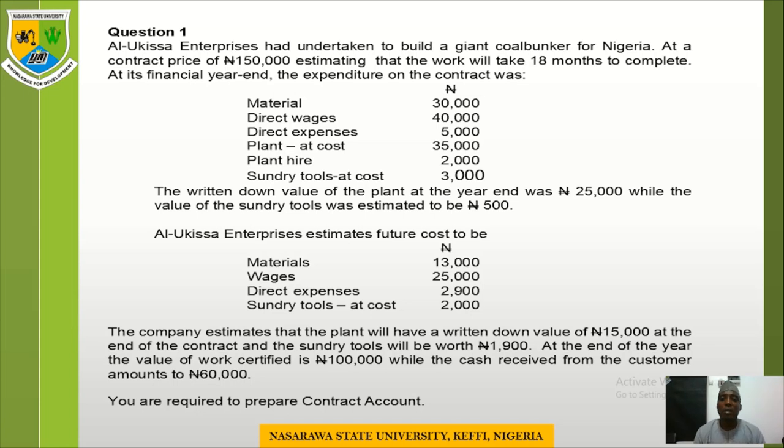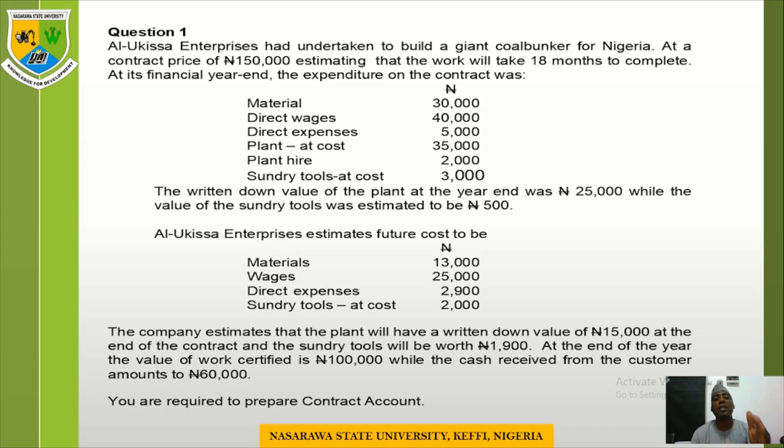On direct expenses, 5,000 was incurred. Then there was a cost on plant, which amounted to 35,000 naira. Then the company also hired a plant to the tune of 2,000. Then there was a sundry tool at cost to the tune of 3,000. Then the business informed you that the written down value of the plant at the year ended was 25,000, while the value of the sundry tools was estimated to be 500.